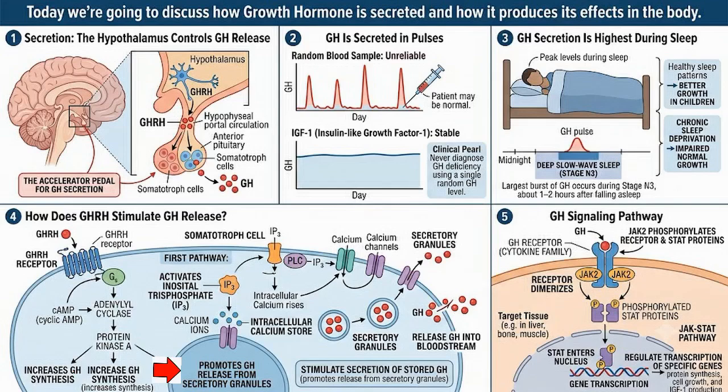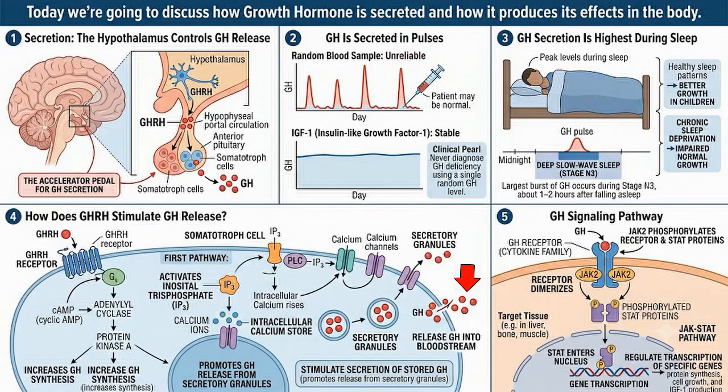In addition to activating the cyclic AMP pathway, GHRH also stimulates another signaling pathway that increases the production of inositol trisphosphate. This latter molecule causes calcium ions to be released from intracellular stores, raising the calcium concentration inside the somatotroph cell. This rise in intracellular calcium is the final signal needed for secretion. Calcium causes the secretory granules containing growth hormone to fuse with the cell membrane, allowing growth hormone to be released into the bloodstream by exocytosis.